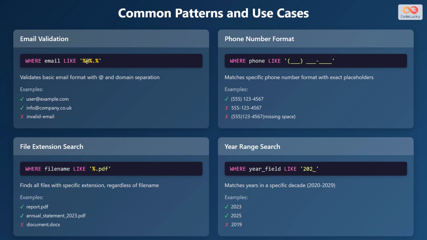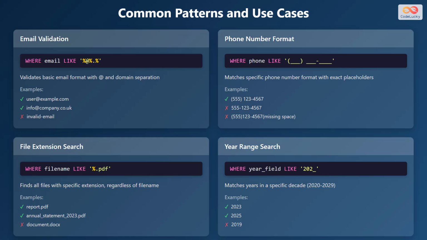To match a specific phone number format, use the pattern WHERE phone LIKE '(___) ___-____'. This matches (555) 123-4567, but not other formats of 555-123-4567. To find files with a specific extension, use the pattern WHERE file_name LIKE '%.pdf'.